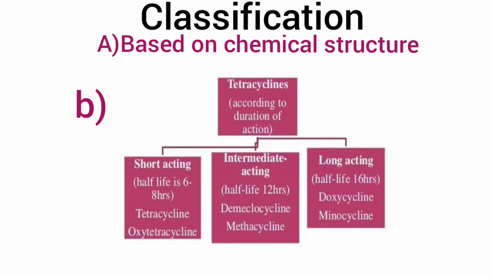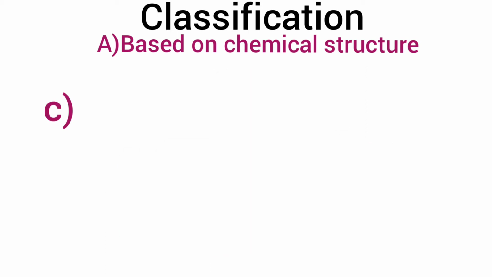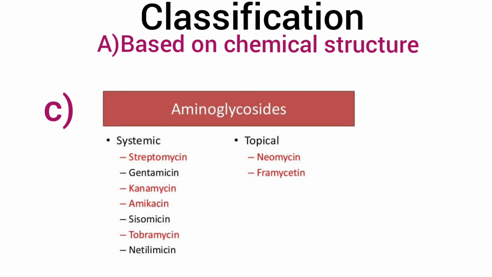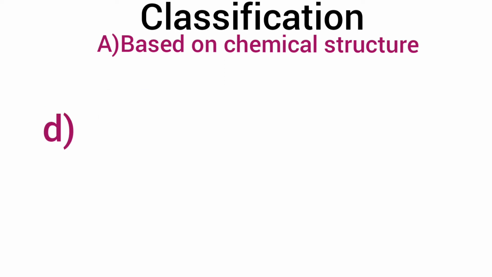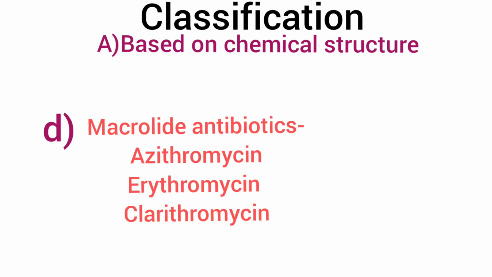The third classification is aminoglycoside antibiotics, which are systemic and topical. In systemic, streptomycin, gentamicin, kanamycin, amikacin, etc. In topical, neomycin, framycetin. Next one is macrolide antibiotics, which include azithromycin, erythromycin, clarithromycin.